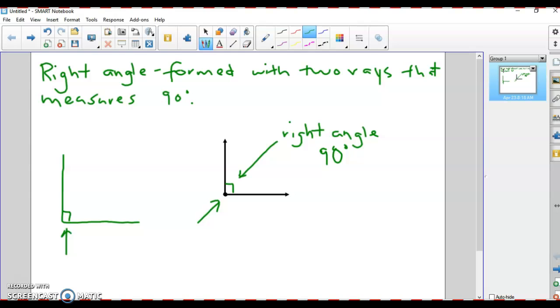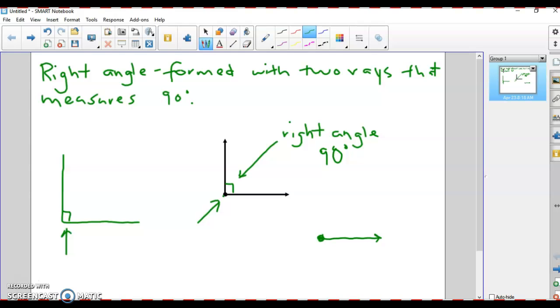So I hope this helps out about identifying right angles. Remember rays, big definition here. A ray is an endpoint with a line going on forever. Those are rays. They are different than lines. They are different than line segments. So make sure when you're looking at rays and your angles, make sure you're looking for that endpoint.